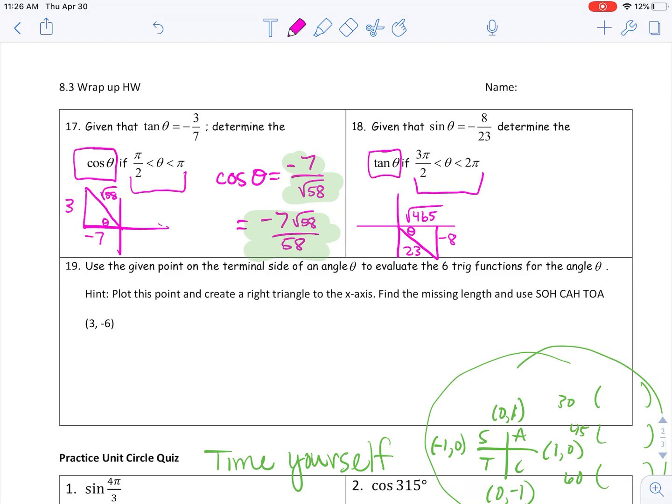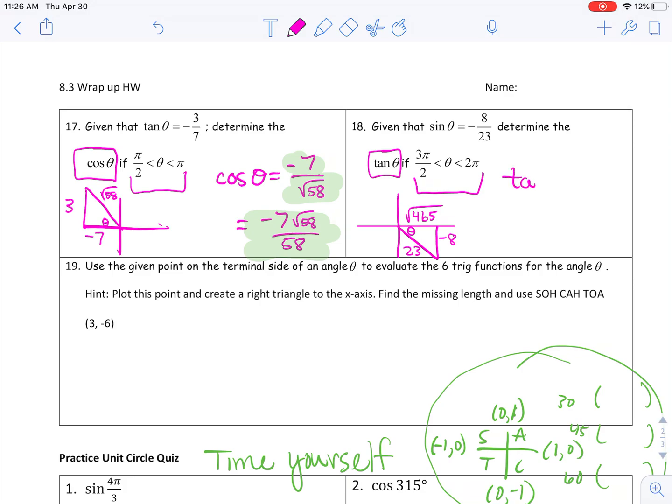And then just check to see if 465 doesn't seem to be a perfect square within there. So we're going to just leave that radical. Not always the nicest looking answers, I know.